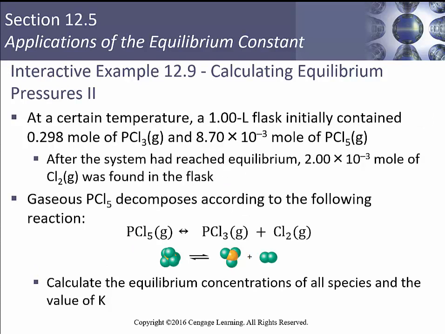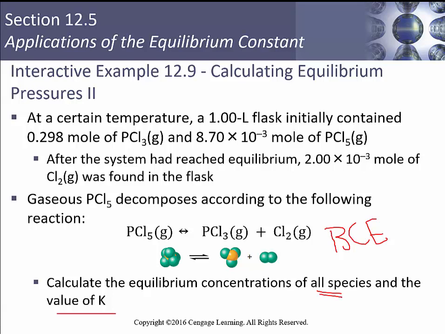Let's look at another example. At a certain temperature, a 1 liter flask initially contained 0.298 moles of phosphorus trichloride and 8.7 times 10 to the minus 3 moles of phosphorus pentachloride. After the system had reached equilibrium, 2 times 10 to the minus 3 moles of chlorine gas was found in the flask. The gaseous phosphorus pentachloride decomposes according to the following reaction. We got our PCl5 decomposing into PCl3 and Cl2 gas. So we got to have our balanced chemical equation. We're going to calculate the equilibrium concentration of all the species and the value of K.